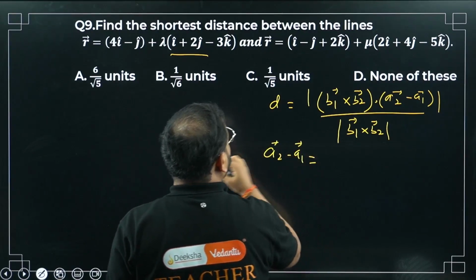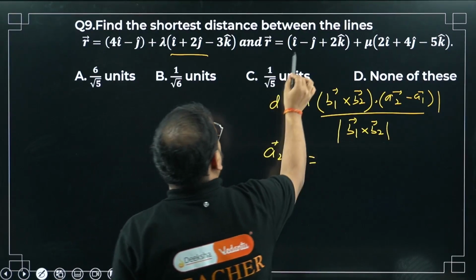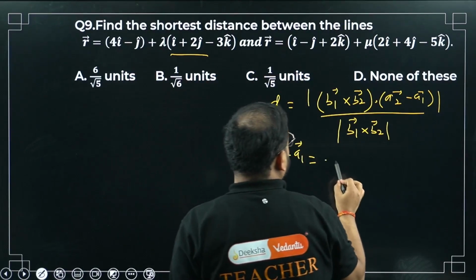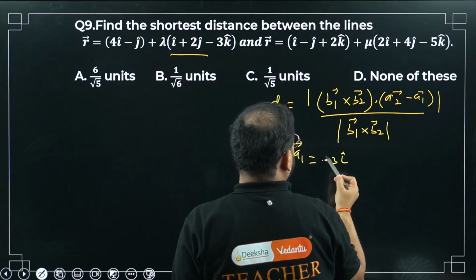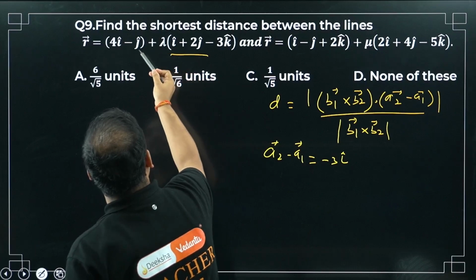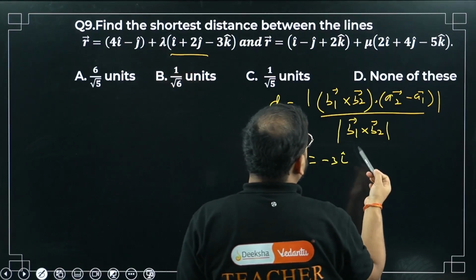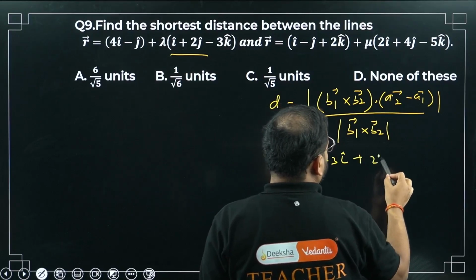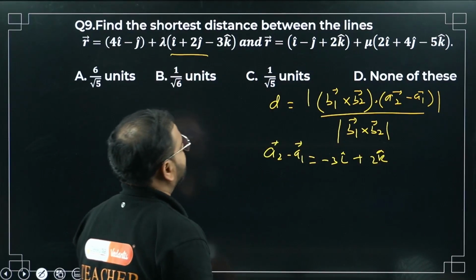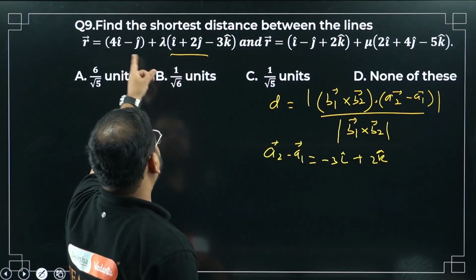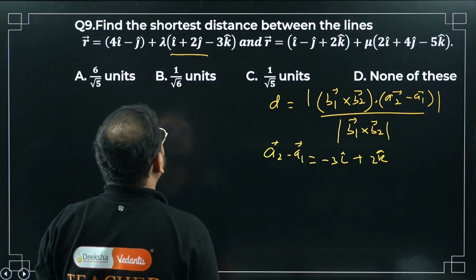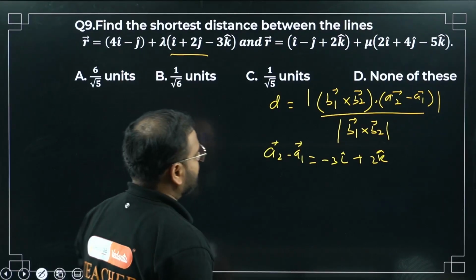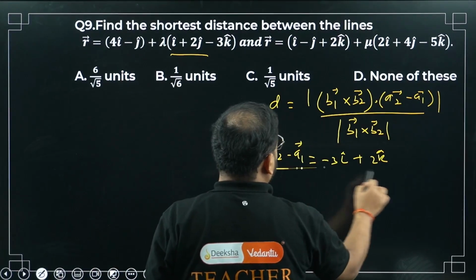How much is that? Please check. I'm getting this as i minus 4i, so minus 3i minus j and minus of minus j, so plus j, 0, 2k minus nothing, so plus 2k. Minus j minus of minus j will become plus, right? So that's going to be 0. And i minus 4i will be what? Minus 3i. This is my A2 minus A1 vector.